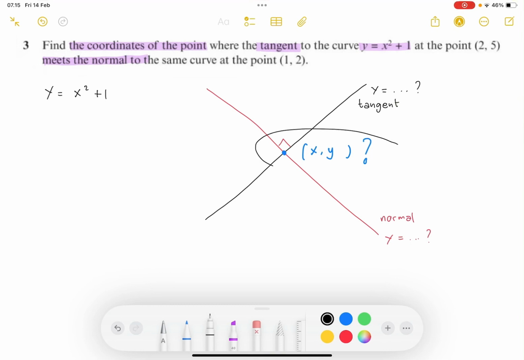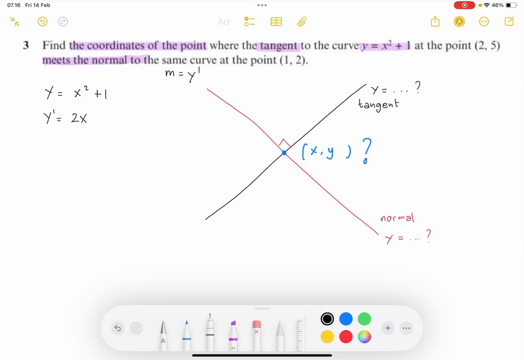How are we going to find this blue point if we don't know the equations? Then we need to find first the equation of the tangent and the equation of the normal also. How do we find it? Find the gradient first. Remember, the gradient is equal to the first derivative. So the first derivative is 2x. The derivative of 1 is 0, because 1 doesn't have any variable.